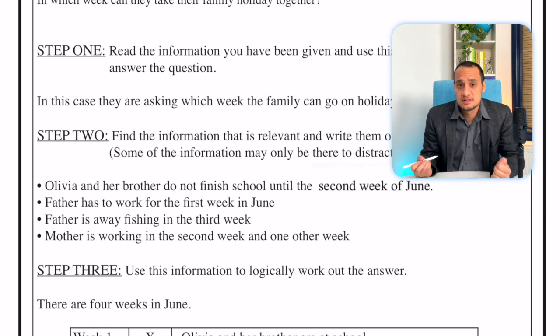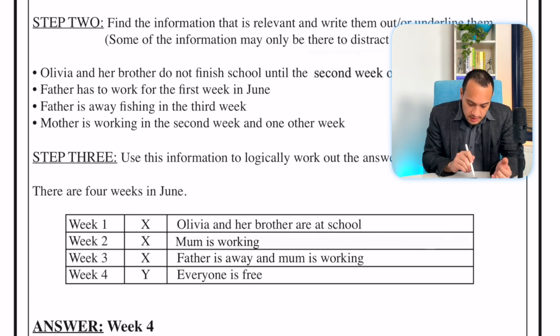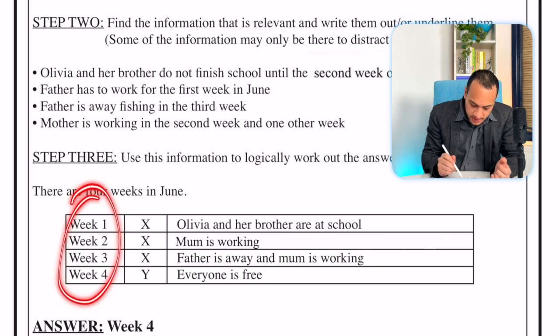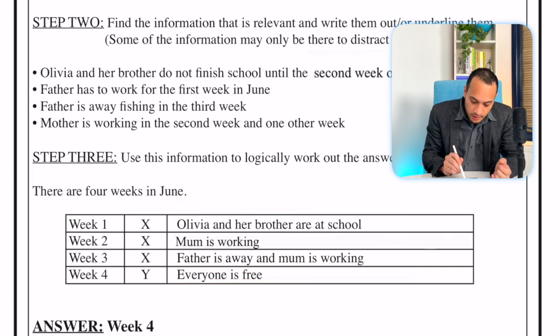Obviously it makes sense for her to work on the 1st or 3rd week, and then we've only got 1 week left. In this case, a table makes sense as a way to answer the question, but there are different methods for different inference questions. There are 4 weeks in June. You can see we've shown the week numbers, and then we've got some statements here to explain why we've put a cross through each of them. And then we've got one where everyone is free. So this is an X, X, X, X, and then a tick. Everyone is free. So week 4 is our answer.